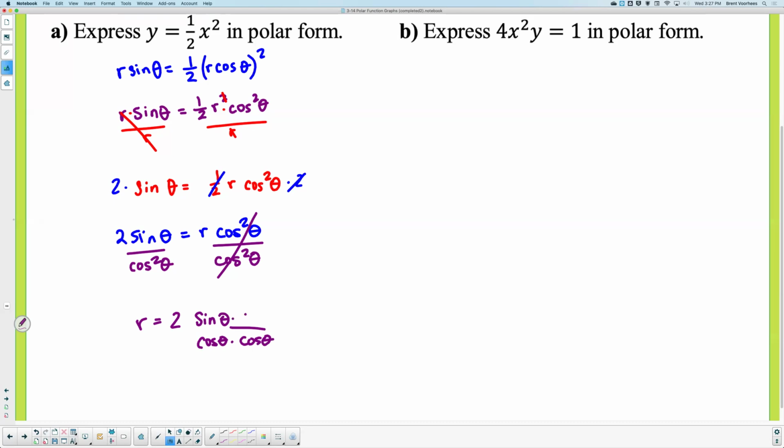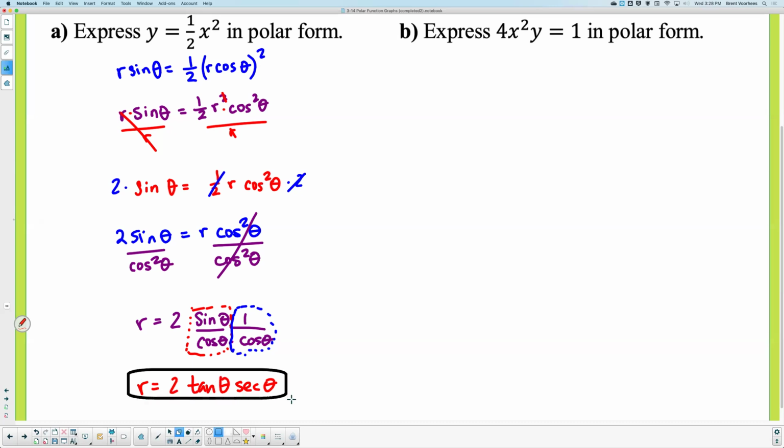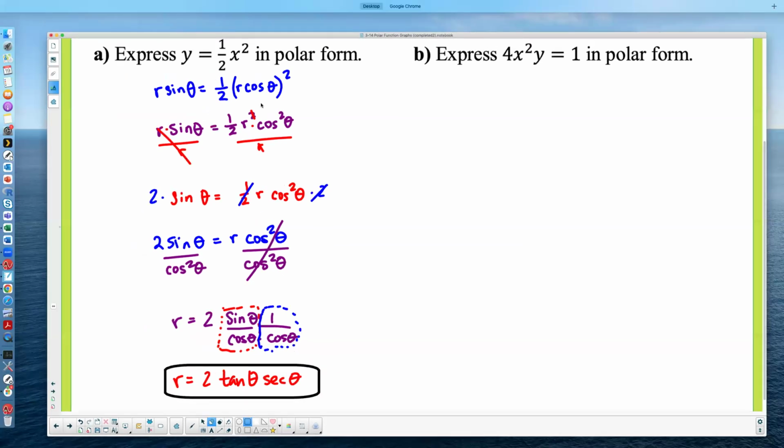And I'm just going to put a times 1 there. If you remember, sine divided by cosine is tangent. So that right there becomes a tangent. So it's r equals 2 tangent theta, and this is the same thing as secant. One divided by cosine is secant. So it'd be 2 tangent theta secant theta. That should be my answer here. And you can check these on the graph, but that's how you would go about this process.